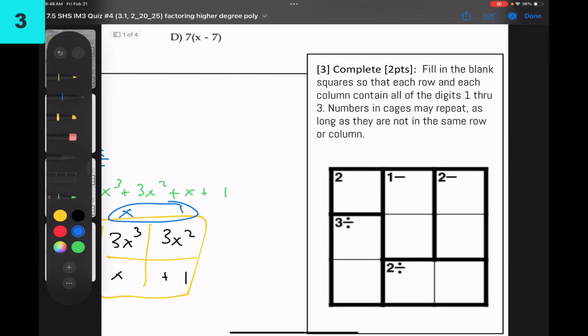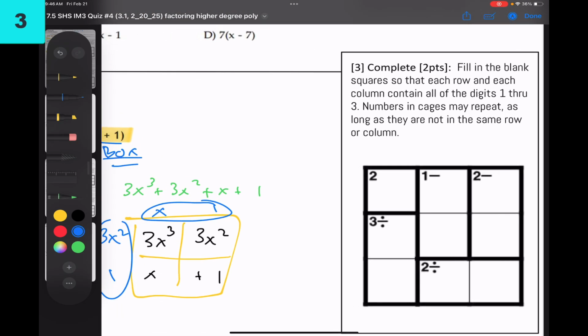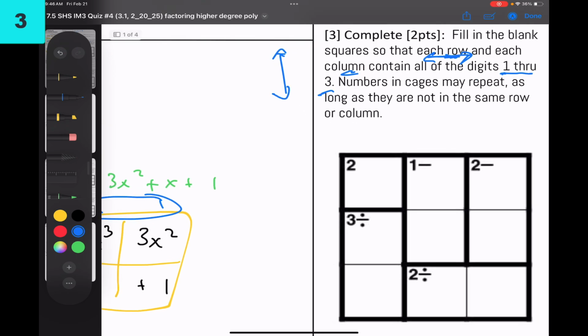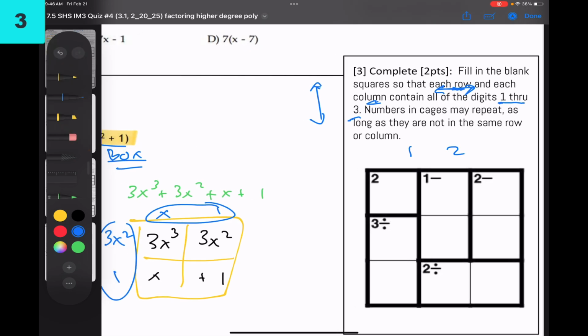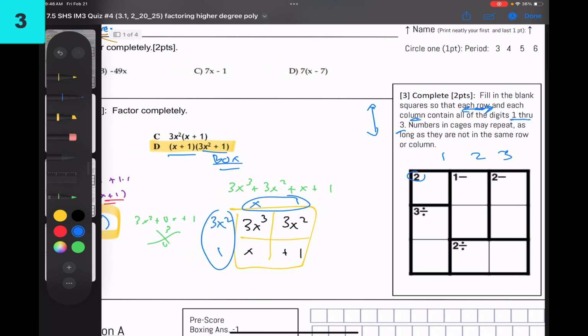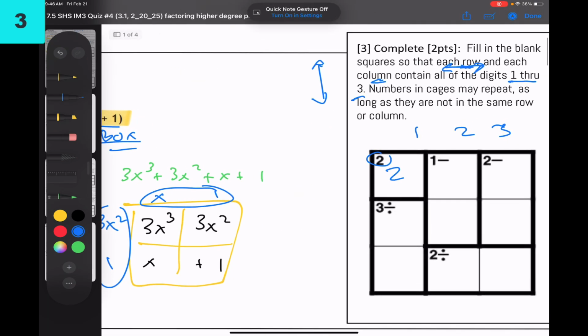Number 3, fill in the blanks of the squares so that each row, going to the left and the right, and each column, going up or down, contains the numbers 1, 2, and 3. So I saw a student come up to me and say, am I doing this correctly? And they had negatives. Well, they have to be just the numbers 1, 2, and 3. They're all positive. Okay, first one is the easiest one. There's my freebie. There's my 2.